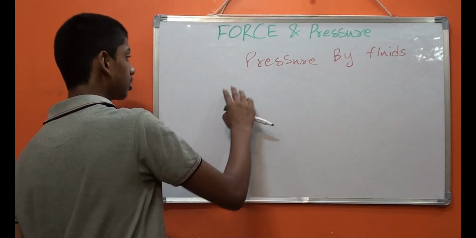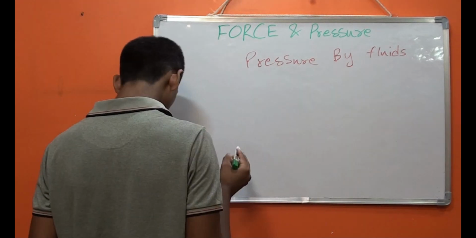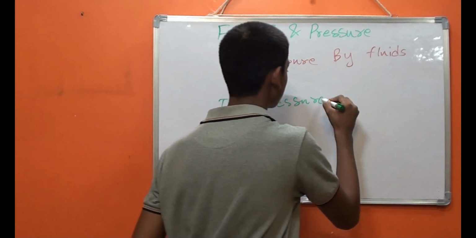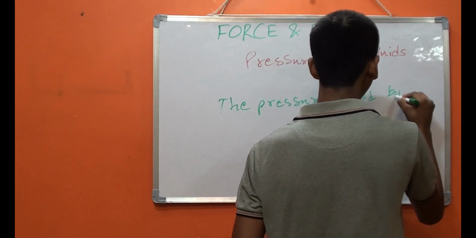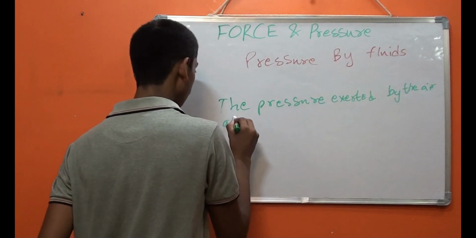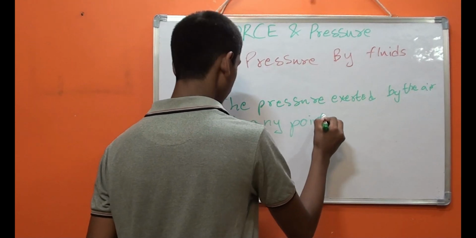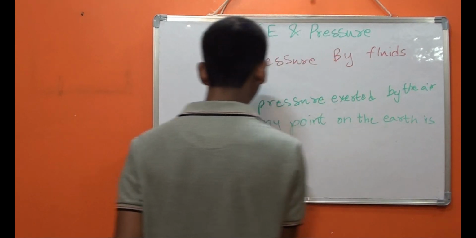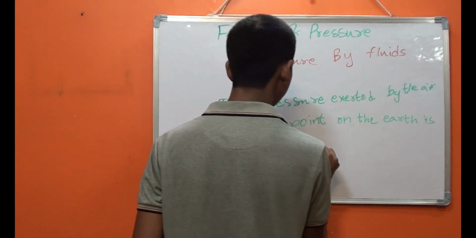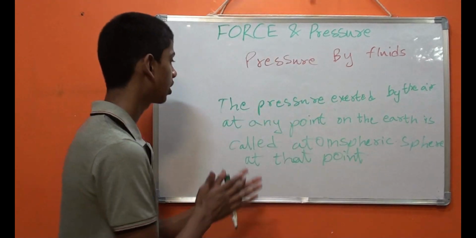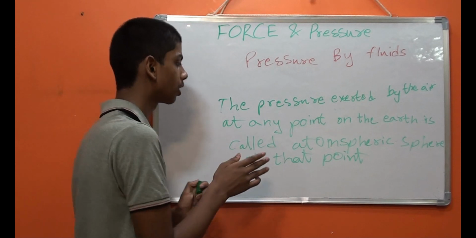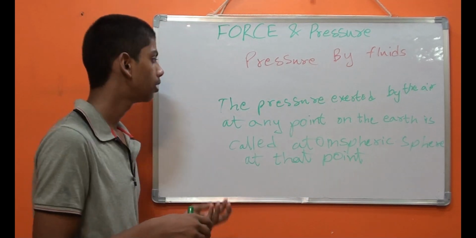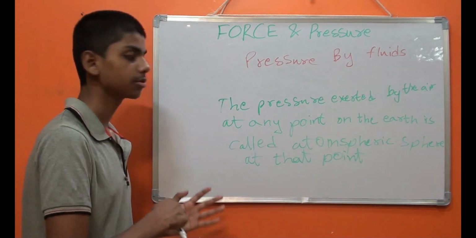Friends, now let's see the pressure exerted by gases. The pressure exerted by the air at any point on the earth is called atmospheric pressure at that point. Friends, here is the pressure exerted by air at any point on the earth.